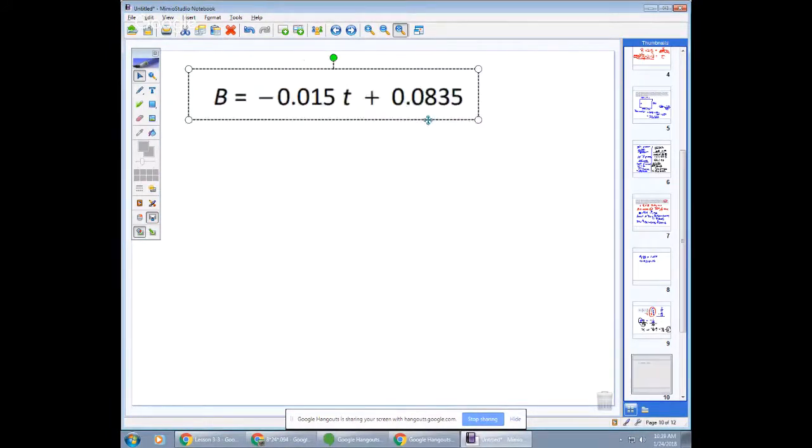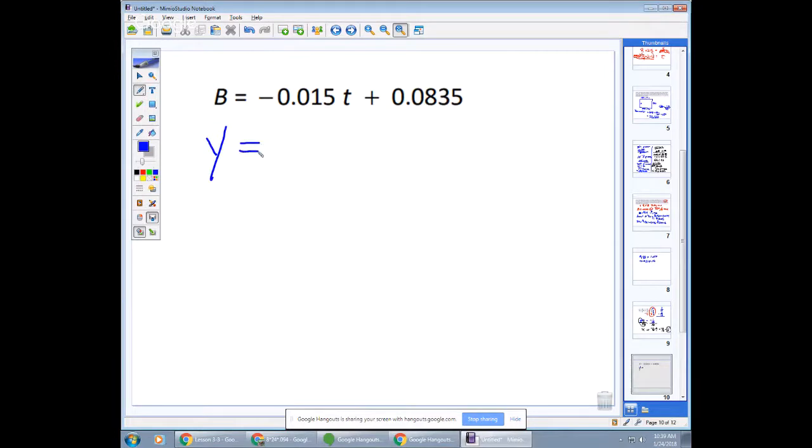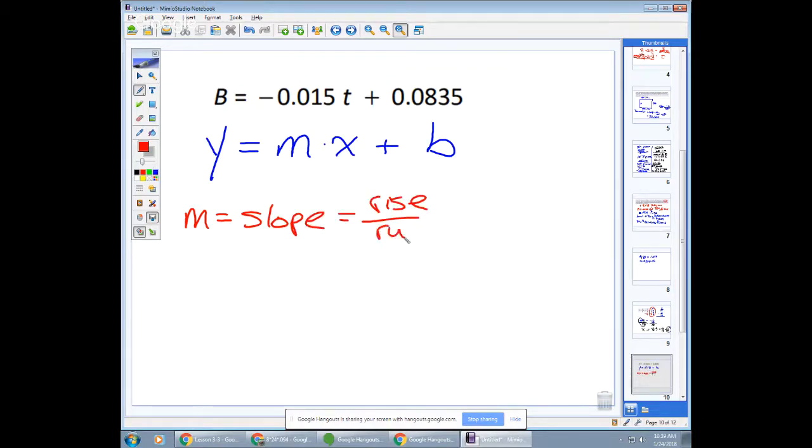So this equation has different variables in it, but it's a lot like the equation I talked about yesterday. In this new project, we'll talk about it also, y equals mx plus b. So m is our slope. Slope is rise over run. Rise is the change in which number? B or T here, Y or X? Y. It's change in Y.